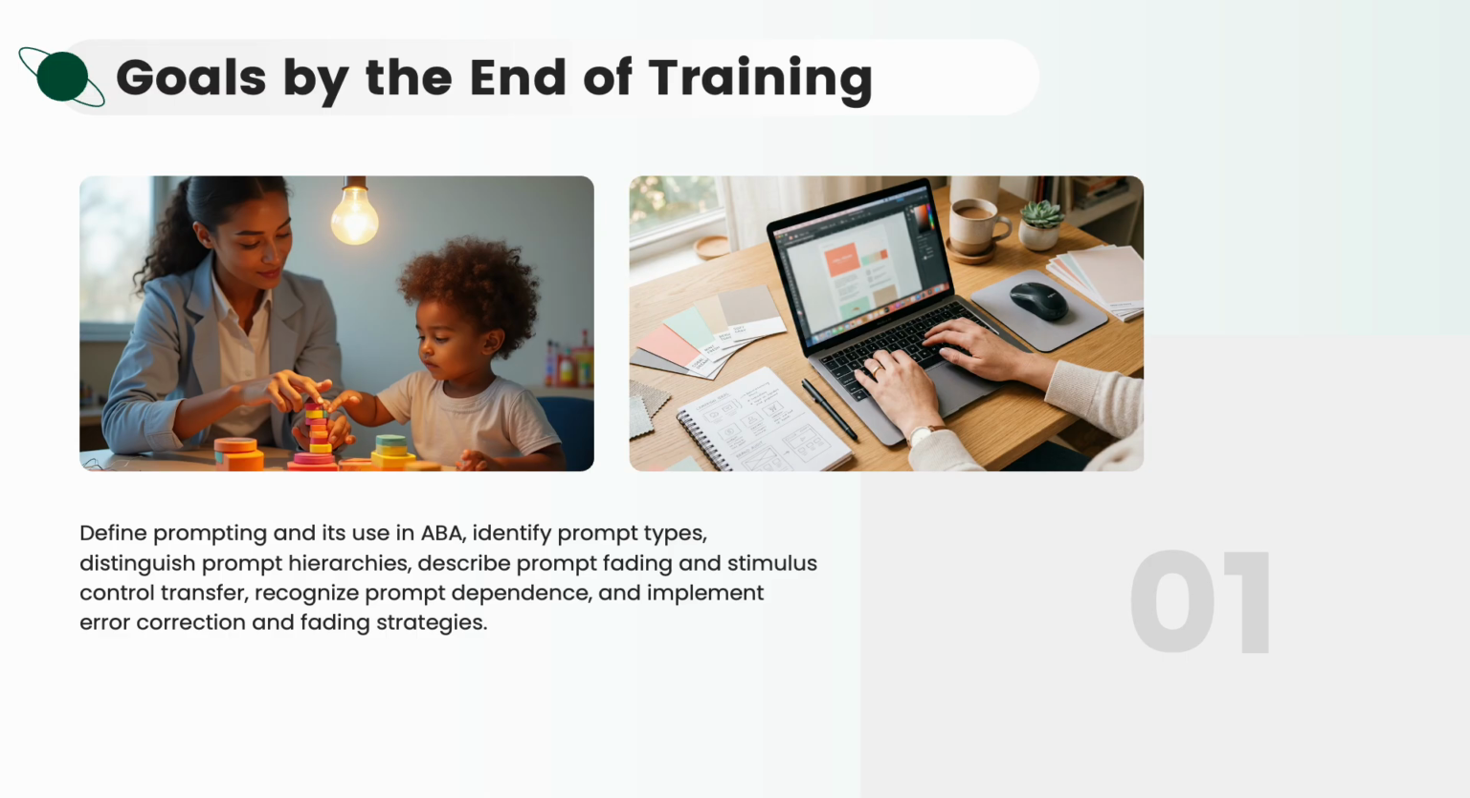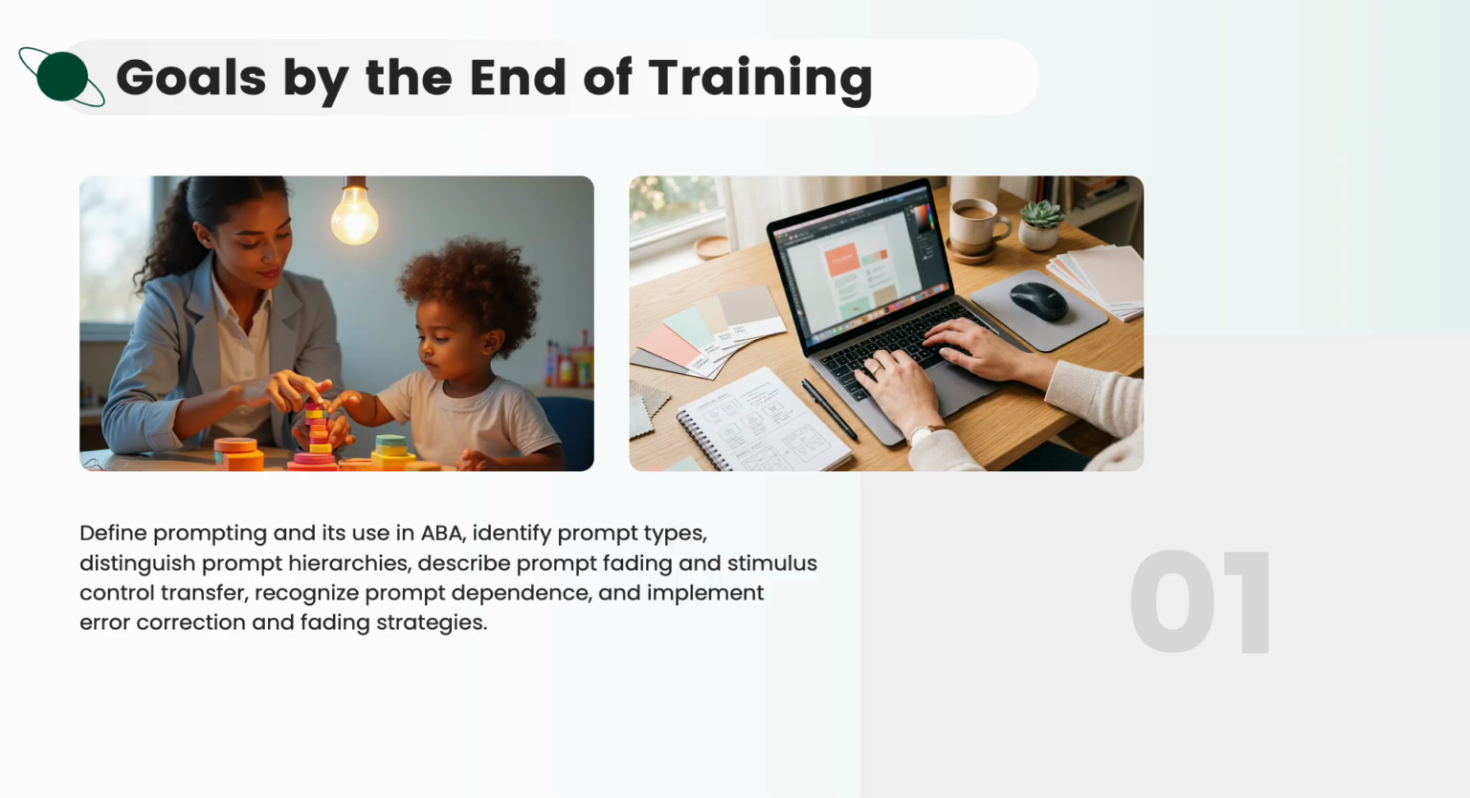Now that we've looked at the overview, let's talk about what you should be able to do by the end of this training. The goal here is not just to give you information, but to make sure you actually apply prompting strategies confidently and correctly in your sessions. First, you should be able to define prompting and explain its purpose in ABA. Prompting is a core teaching strategy we use to help learners acquire new skills while reducing errors. By the end of this training, you should be able to clearly explain what a prompt is and why we use it, not just follow directions, but truly understand the why behind it.